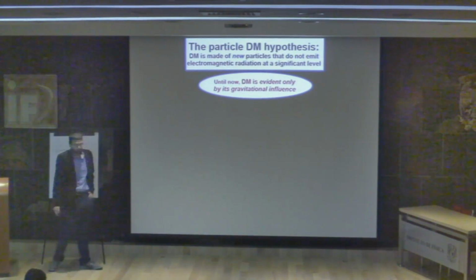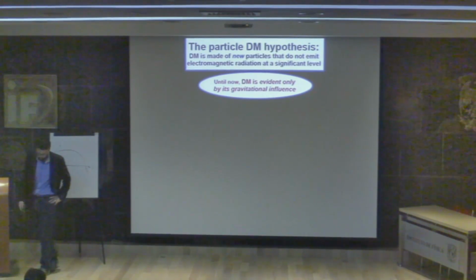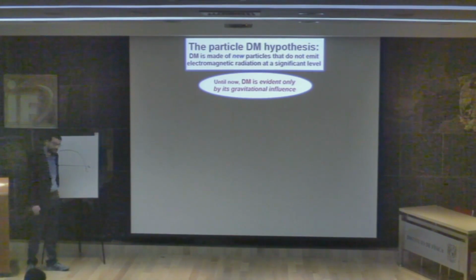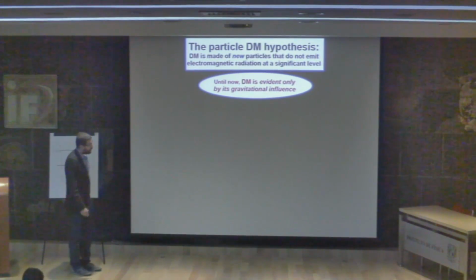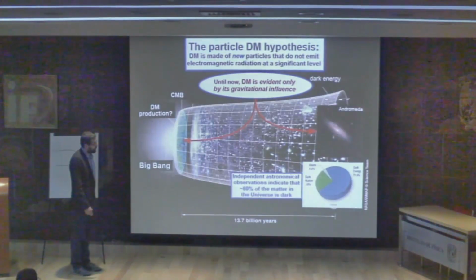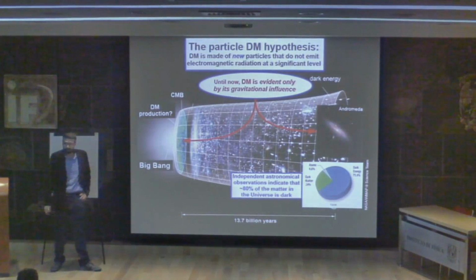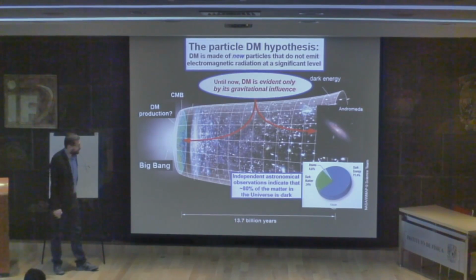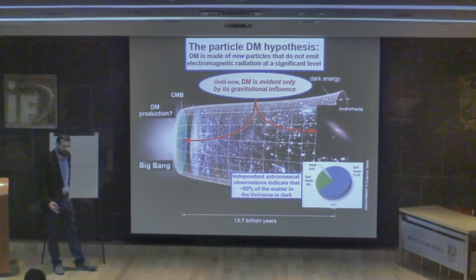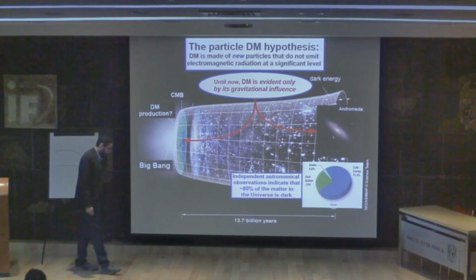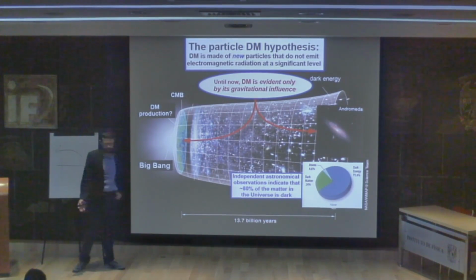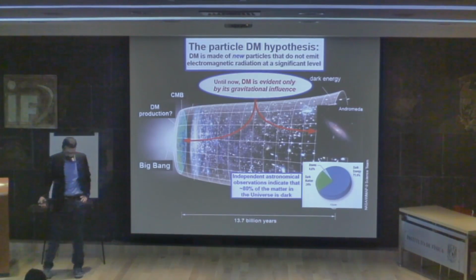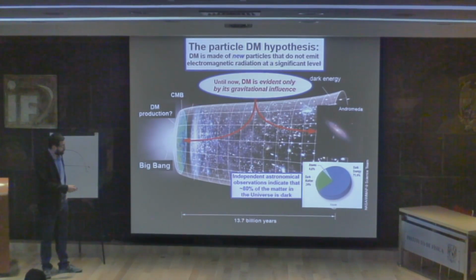So, of course, as we know, all the evidence we have of dark matter is gravitational, and we already saw some of the evidence, so I will not stop too much on it. It's enough to say that through this evidence that we have built up at different scales and different times, we have come to believe that approximately 80% of the matter in the universe is dark.